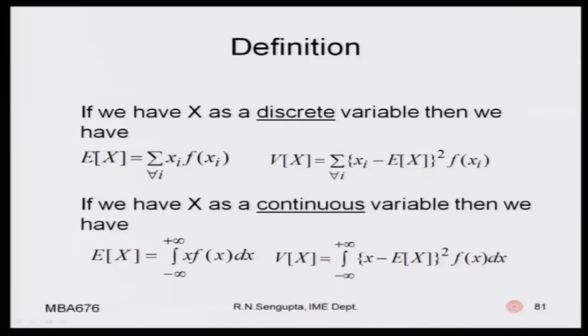Now, consider very simply that you have two kinds of variables, one a discrete variable and one a continuous variable. A discrete variable in a very simple sense means that it can take only discrete values. Consider you roll a die. So, the value of the face of the die when you play the game of Ludo is either 1 or 2 or 3 or 4 or 5 or 6.